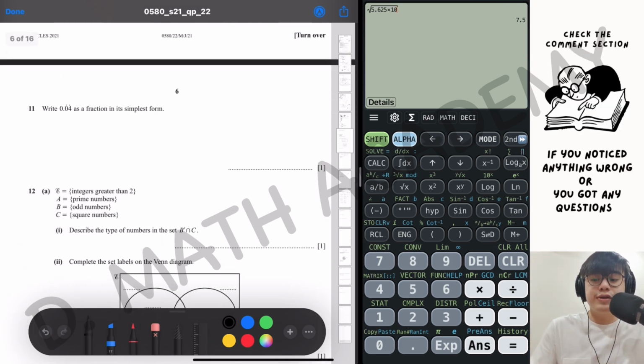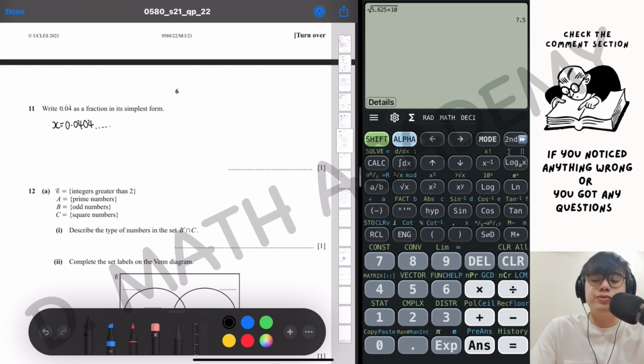Question 11, okay, recurring decimals. This question hasn't appeared for quite a while already. So attack it step by step. You should write 0.0404 down first, so that you know this is the one that is repeating.